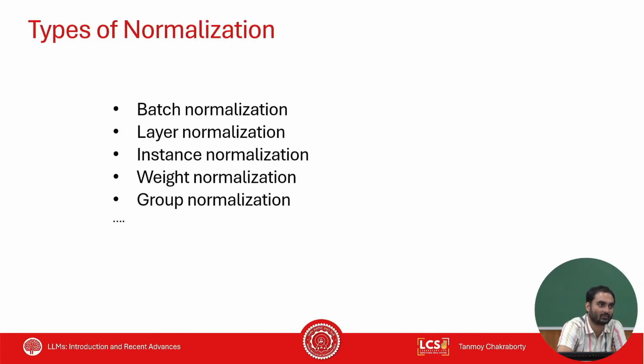Normalizations can be of different types: batch normalization, layer normalization, instance normalization, weight normalization, group normalization, and so forth. But in this specific part of the lecture, we'll focus on batch and layer normalizations. In transformers, we generally use layer normalization, but batch normalization can also be used. We'll look at the pros and cons of batch and layer normalizations.